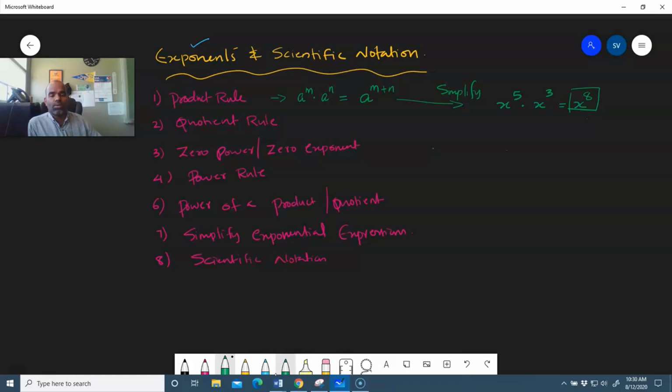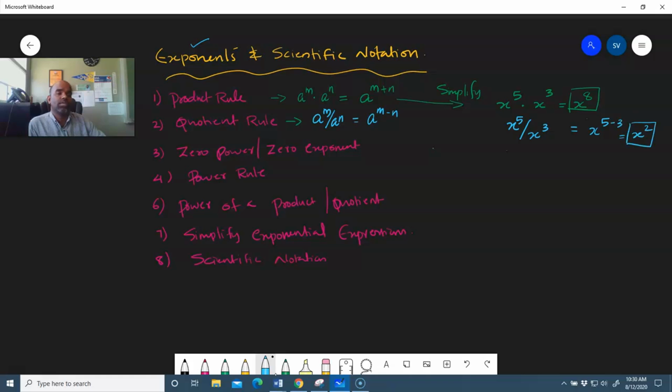Similarly, we have another rule. It is quotient rule. So a to the power m divided by a to the power n. If it is a quotient, instead of adding these two, you need to subtract it. Okay. So one example for that is x to the power 5 divided by x to the power 3. So instead of adding 5 plus 3, we will subtract here. So x to the power 5 divided by x to the power 3 is x to the power 5 minus 3. So x to the power 2.